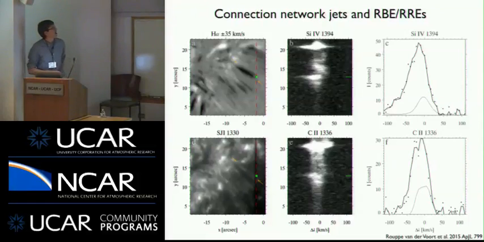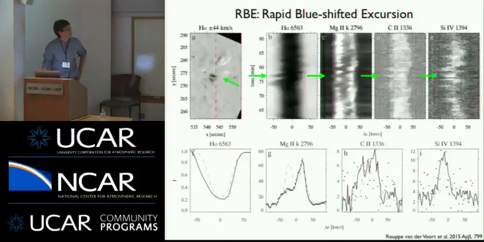And when these cross the slit, what you see here, so the slit is here, and you see a jet that crosses the slit at this location, and we see an enhancement of signal in both carbon-2 and silicon-4. And this is also associated with the blue-shifted event that is shown here. So you see an enhancement of the line, and also a shift of the line and a broadening of the line. Now I should note that not all the RBEs and RREs that we observe have a very strong signal.